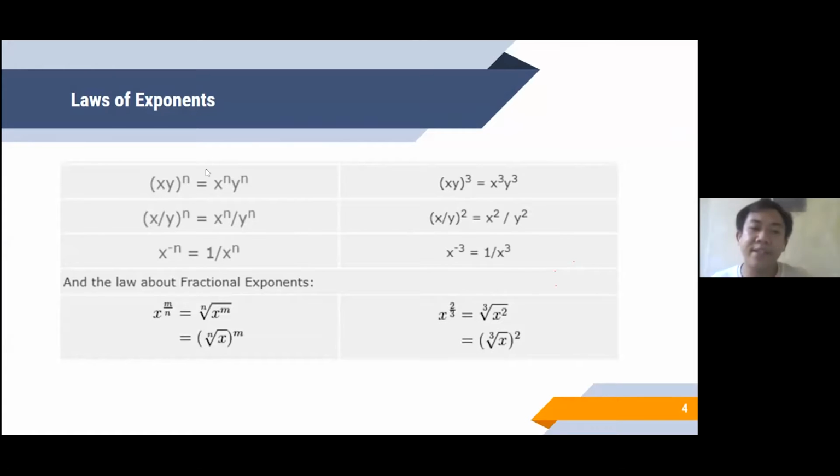The xy raised to n, you just distribute inside the n. So that's basic knowledge from our early high school or maybe grade 7. And those who want to refresh from their previous learnings can do the examples from the module on our module website.